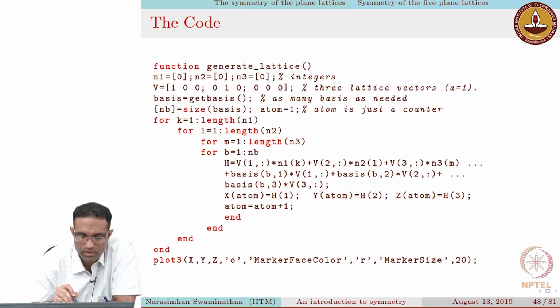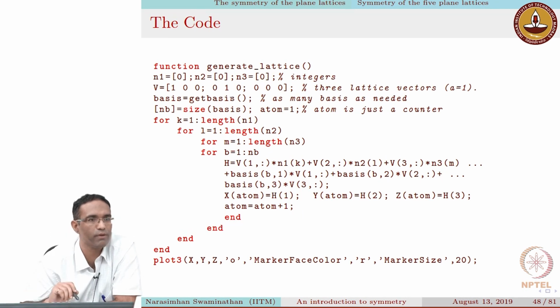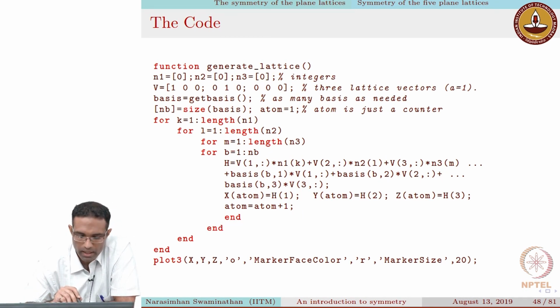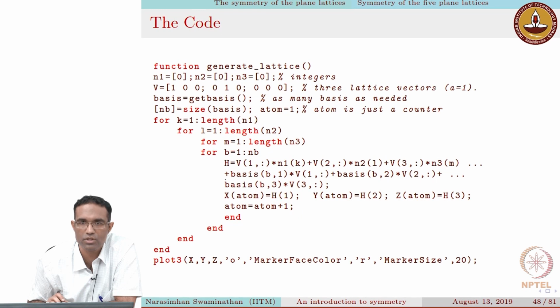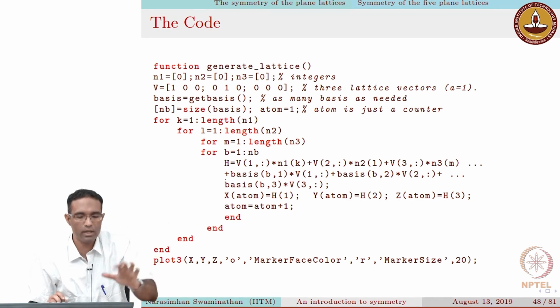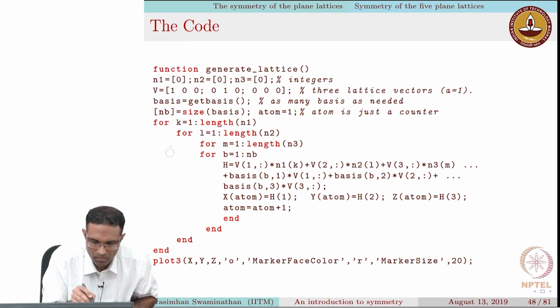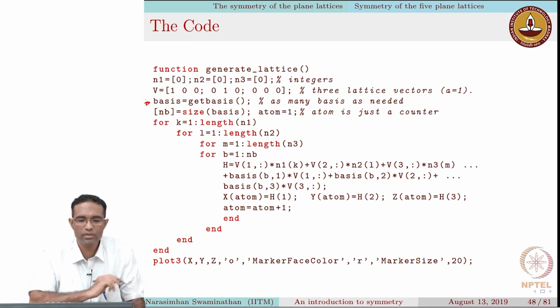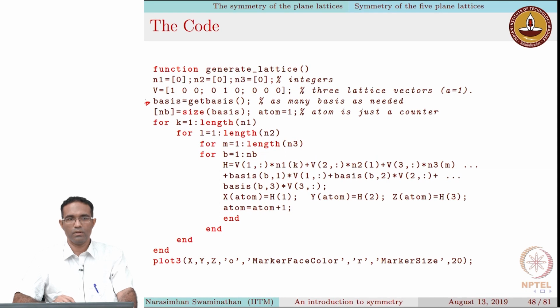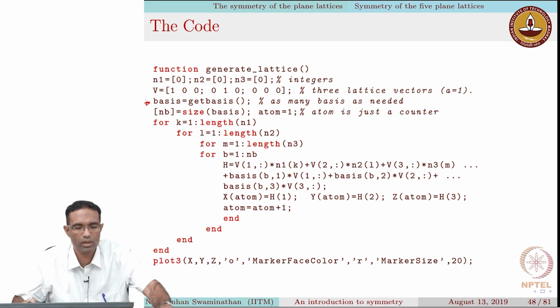And then I have a function here which says basis equal to get basis. We will see what that particular function does in just a bit. Okay. And then the next line is calculating the size of the basis, how many basis atoms are there, and then everything is essentially exactly the same as what we did for the FCC crystal structure. The only thing different is this line, this is the only line which is different. Okay, so let us see what that line does.